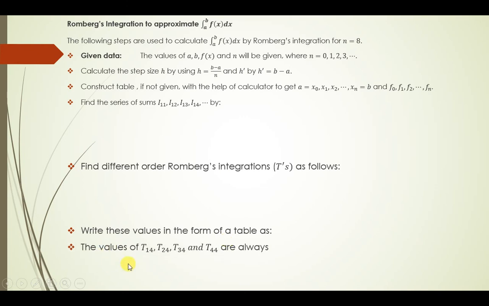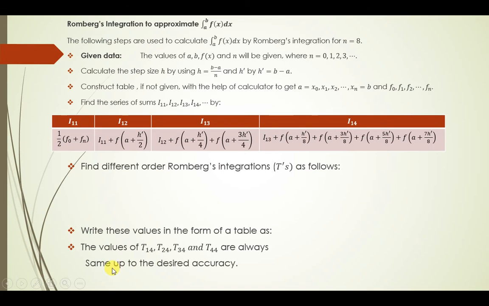Lastly, the values of T14, T24, T34 and T44 are always the same up to the desired accuracy. These values will always be the same in the desired accuracy. Now look here. How could we find I11? I11 will be calculated by this formula. I11 is half of the first value of f plus the last value of f. So adding these two, the average of these two is actually I11.